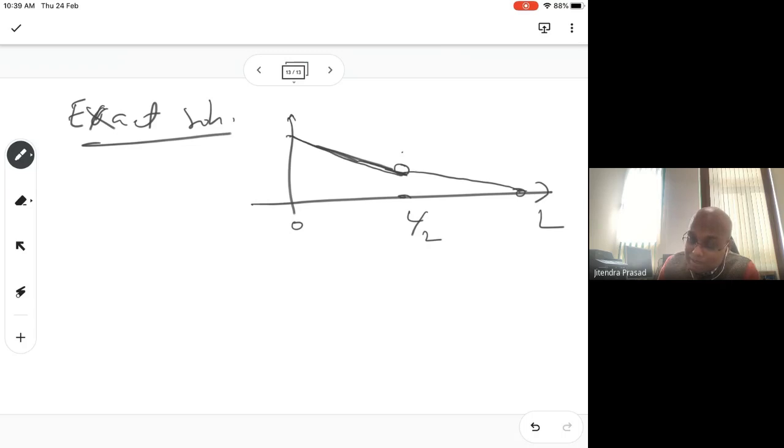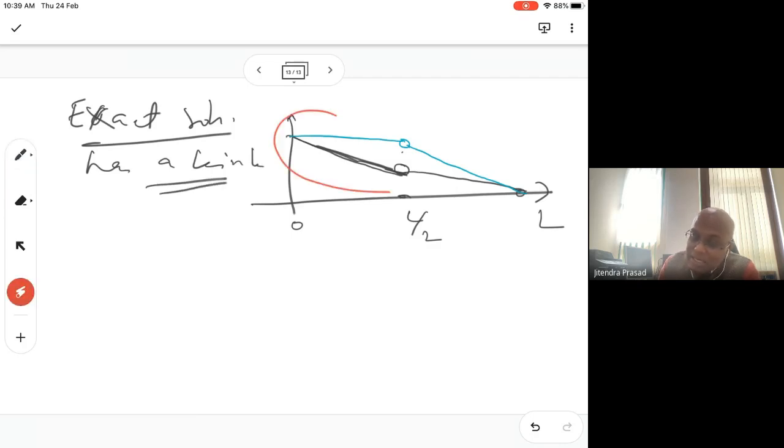Or it could be some other way also. It could be even like this, going from here to here, and here to here. It depends on the stiffness. If both have the same stiffness, then it will be a straight line. If the first one is stiffer, then it will go like this. If the second one is stiffer, then it will go like this. So this is how it will behave, meaning that the exact solution has a kink.